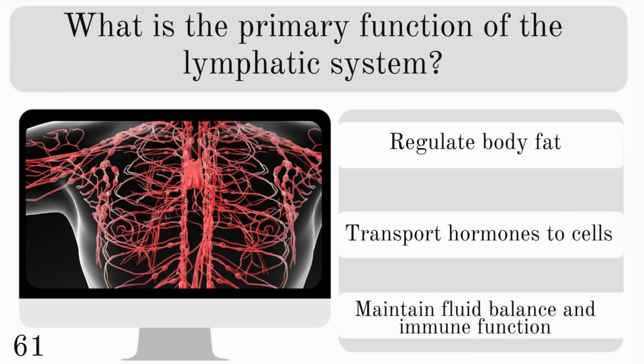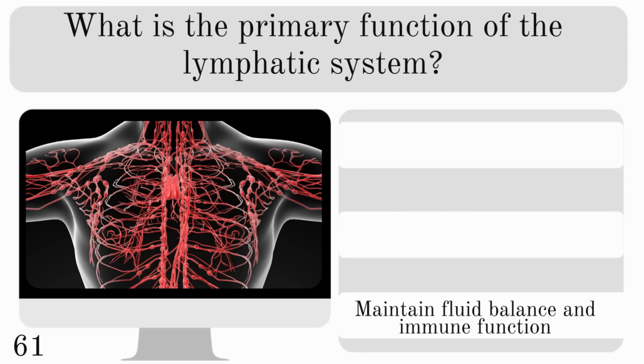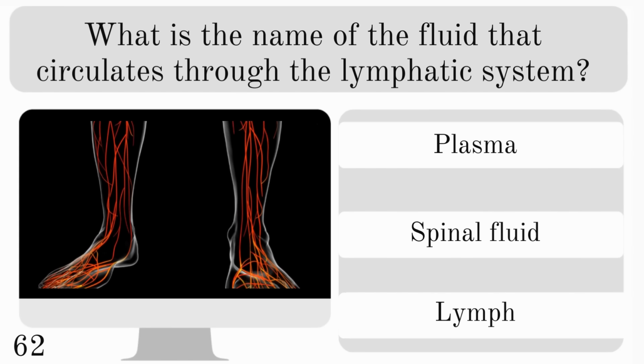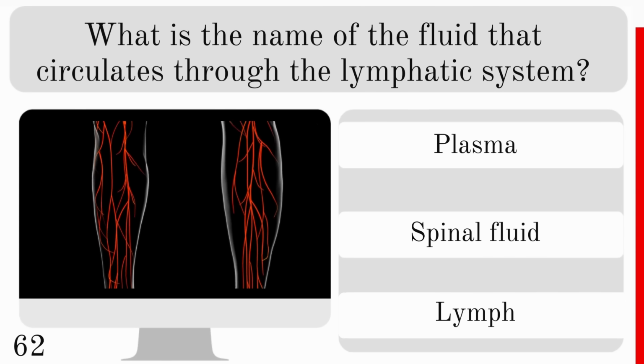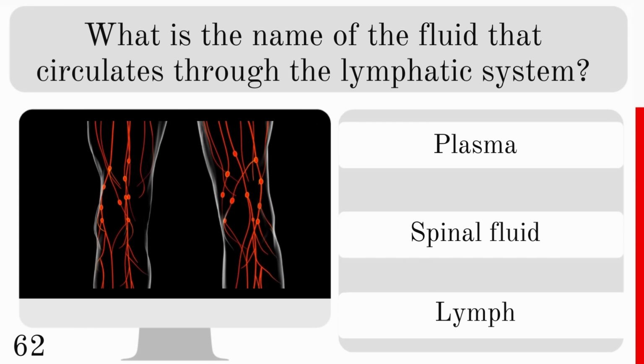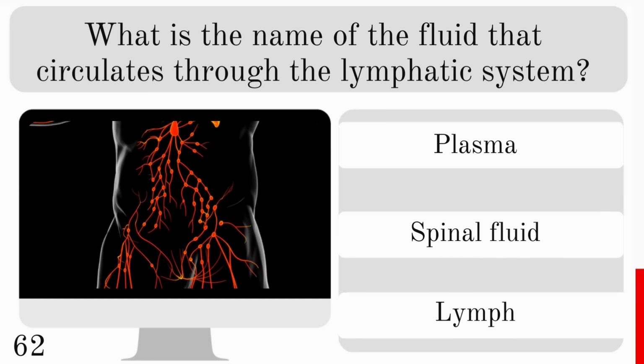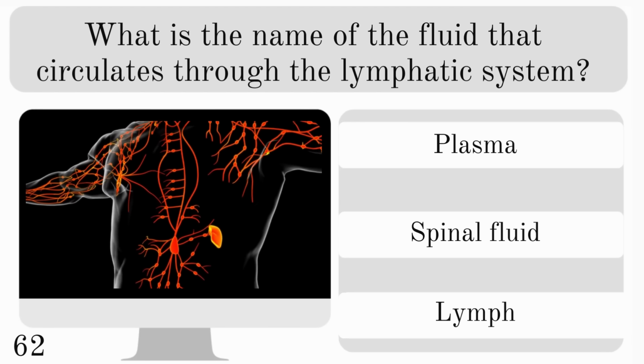Okay, now let's have a look at the lymphatic system. What is the primary function of the lymphatic system? Is it to regulate body fat, transport hormones to cells, or to maintain fluid balance and immune function? And it is to maintain fluid balance and immune function. What is the name of the fluid that circulates through the lymphatic system? Is it plasma, spinal fluid, or lymph? And it is lymph.